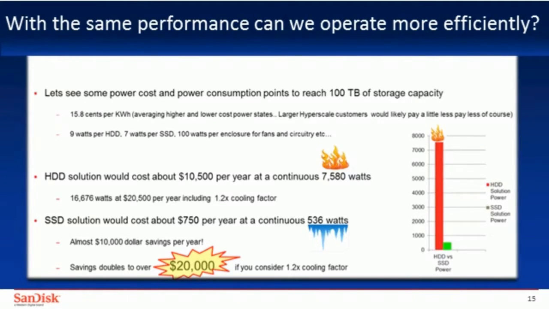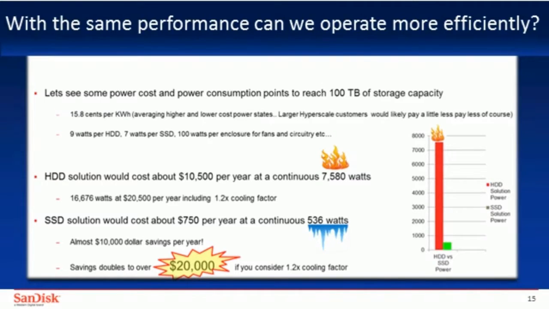But the average consumer isn't hyperscale, and they don't have that ability, and they're going to see something like a 1 to 1.2x cooling factor. What that means is for every dollar you spend exhausting power out of a server or a storage device, you'll spend $1.20 removing that heat from the air and keeping things at a reasonable temperature.